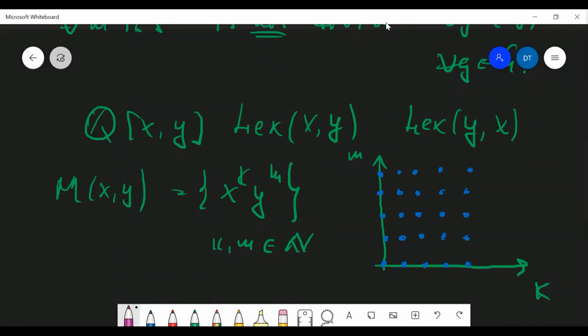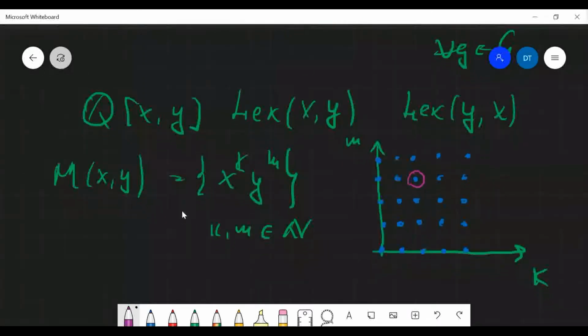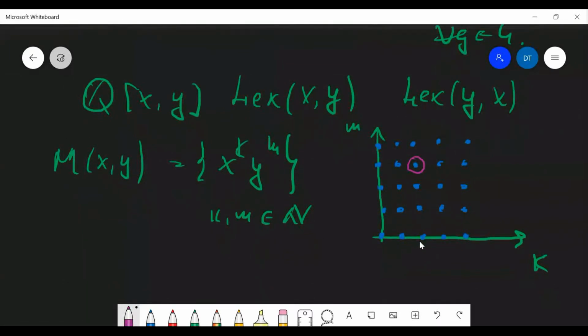For example, what is this point? Which monomial does it represent? Well, 0, 1, 2, so it means that we take x to the power of 2, and then 0, 1, 2, 3, which means that we take y to the power of 3. So this violet point represents this monomial.